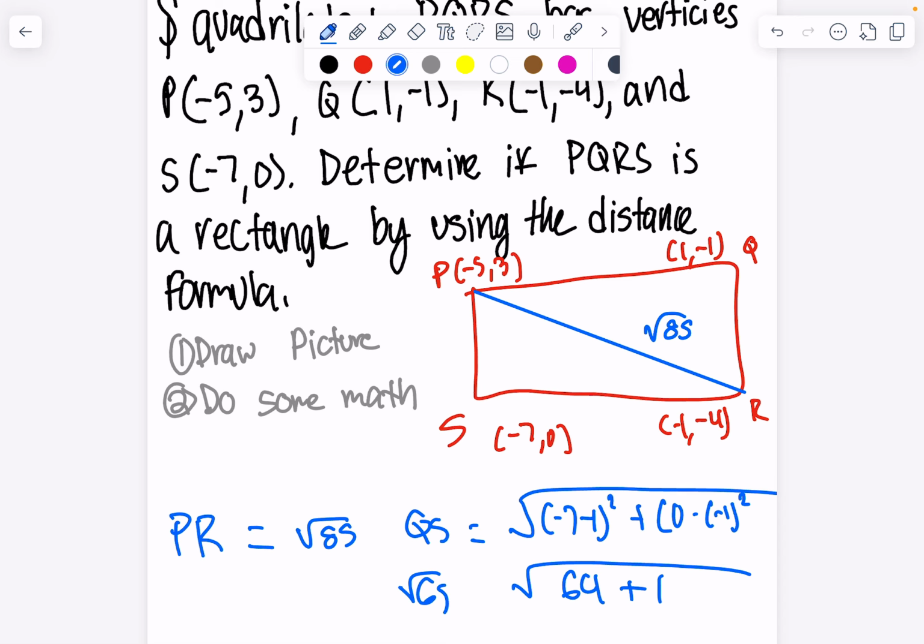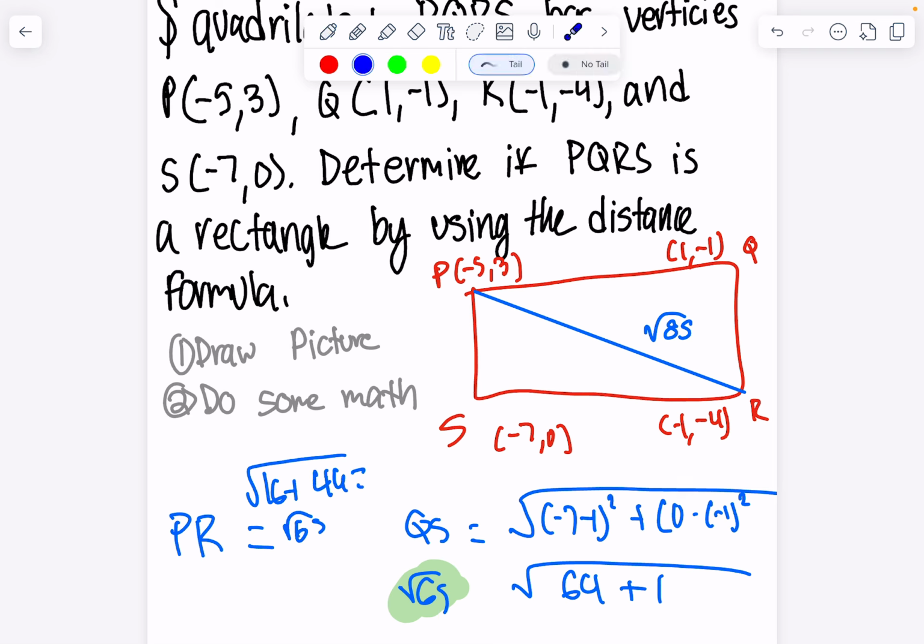Sometimes in math, we do problems wrong, and that is okay. But I'm showing that PR is the square root of 85 and QS is the square root of 65. So let's go back and check our math on PR. QS is the square root of 65. PR should also be that as well. So let's go see what I did wrong. Negative 5 minus a negative 1 should be a positive 4. So that first part should be a 16. And then the second part, 16 plus 49 should also be the square root of 65.